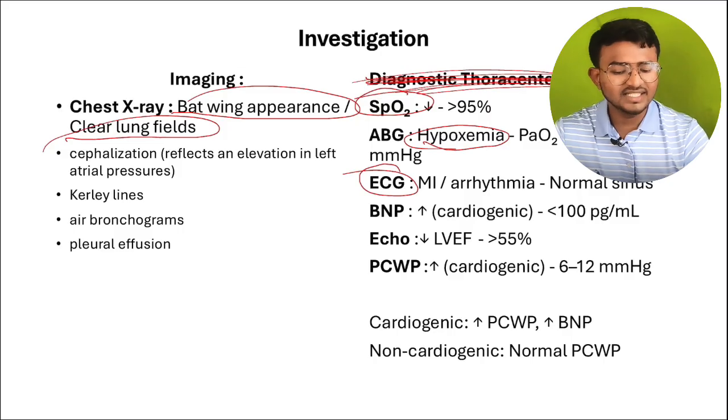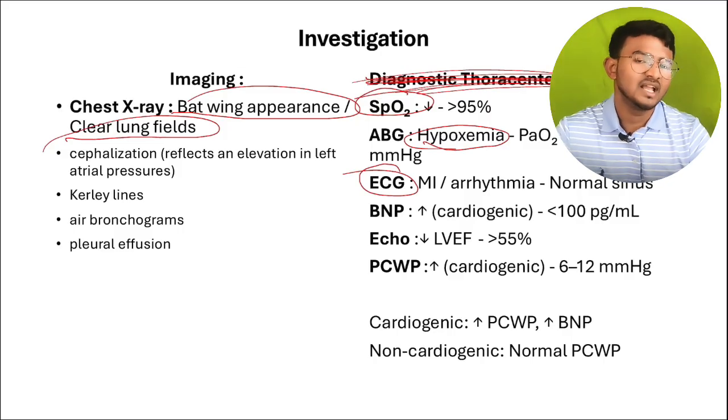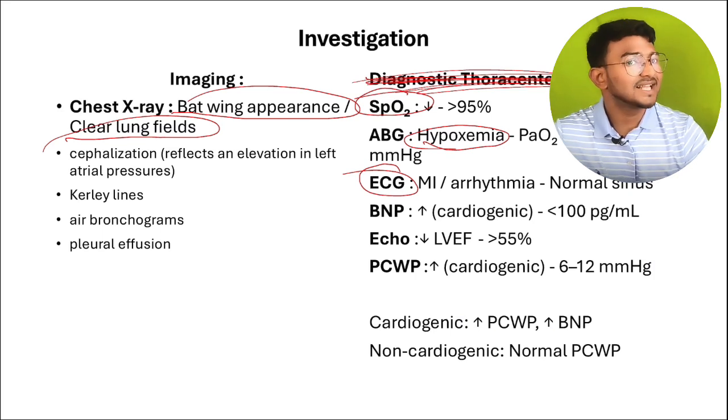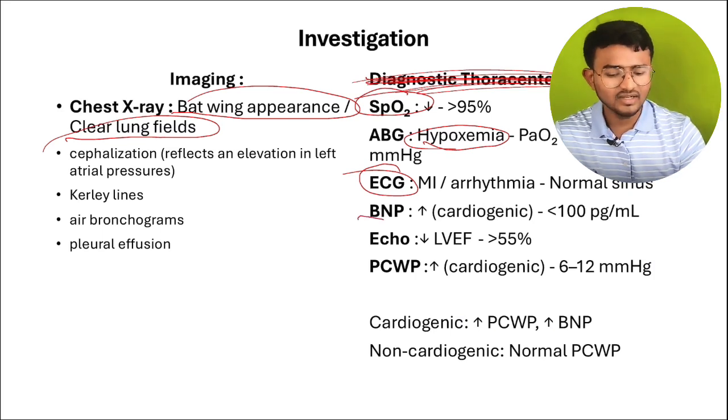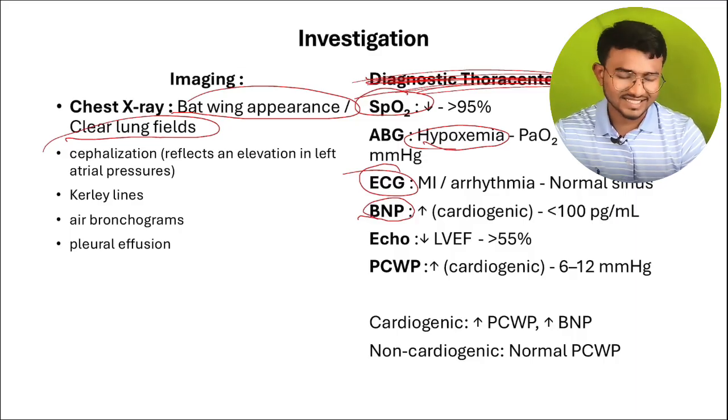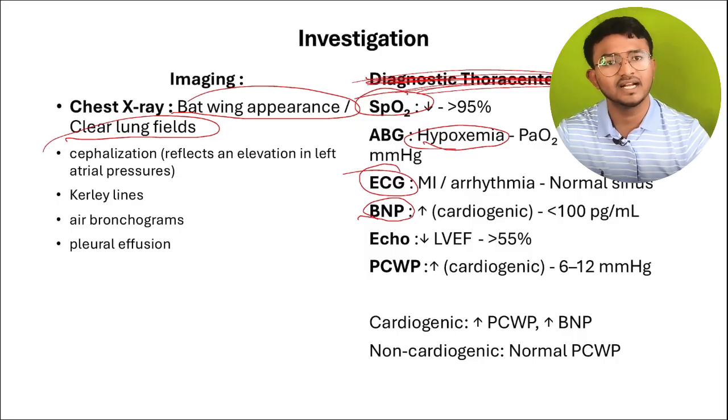If you are doing ECG, in that ECG, you can see arrhythmias or myocardial infarction. Okay, if it's normal, it means normal sinus. If any patient has cardiogenic pulmonary edema, you can see the BNP, B-natriuretic peptide, will increase. It must be less than 100, but it will increase.